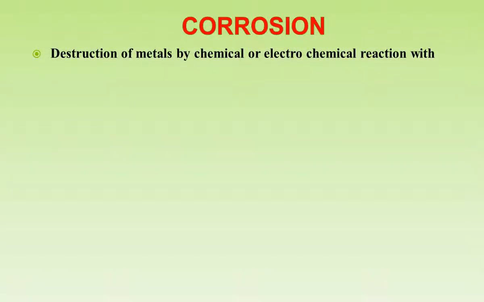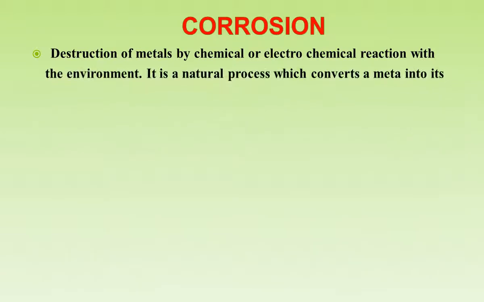Corrosion. Corrosion means the destruction of metals by chemical or electrochemical reaction with the environment. Corrosion takes place when the metal is placed in the presence of air or water moisture, and some layers form on the surface of the iron product. So that is corrosion, the destruction of metals by chemical reaction with the environment.